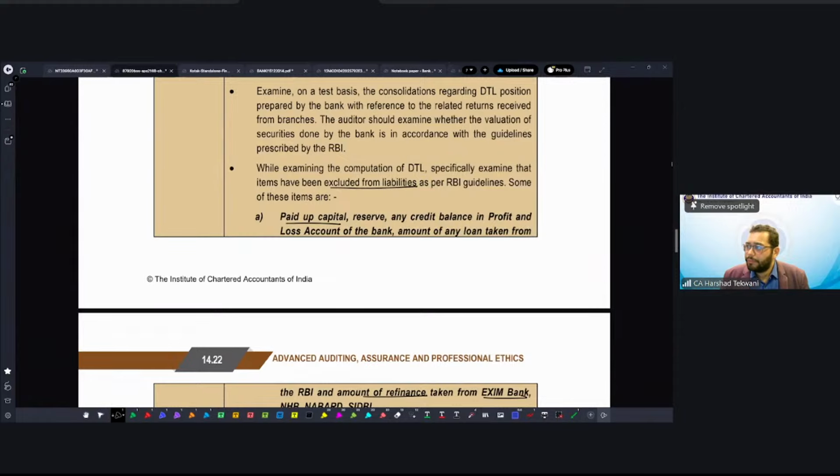Clear? Any doubt? So apart from this, what we do is we calculate the rest of the things into the DTL position for the CRR. Yes or no? Any doubt? Any doubt with this?